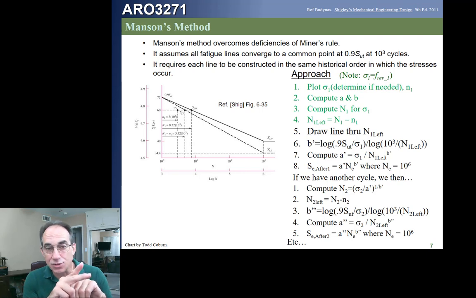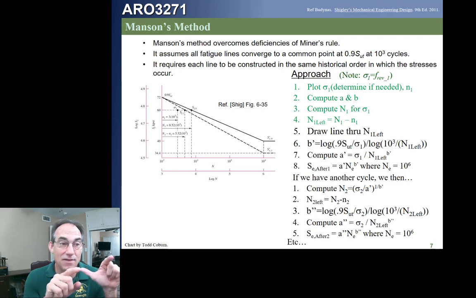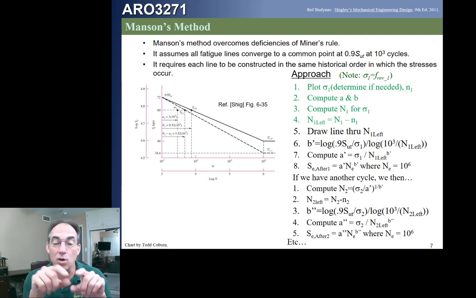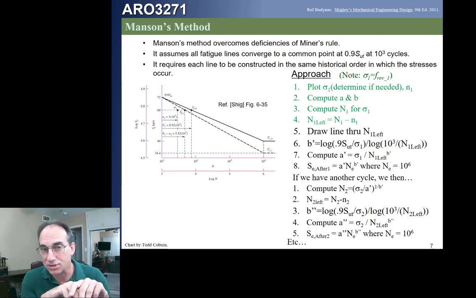Now, these last two methods, Miner's incremental and Manson's, only work the way I've defined them here in the high cycle fatigue range. It will not work for low cycle fatigue. So if you try to apply these methods to low cycle fatigue, it will not work. That doesn't mean they can't be used to do that, but we would have to come up with a more elaborate procedure to deal with that case. Got that?